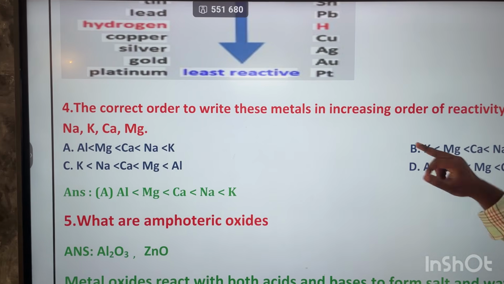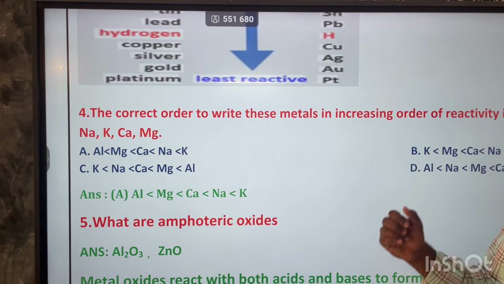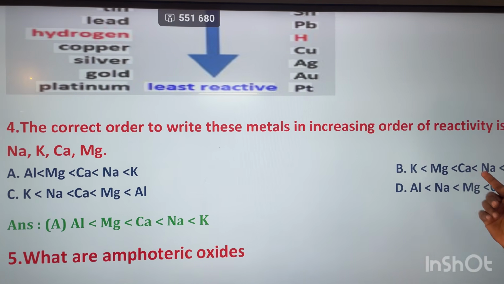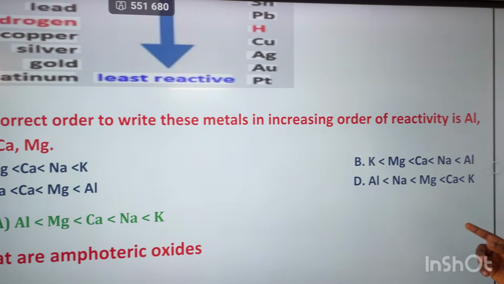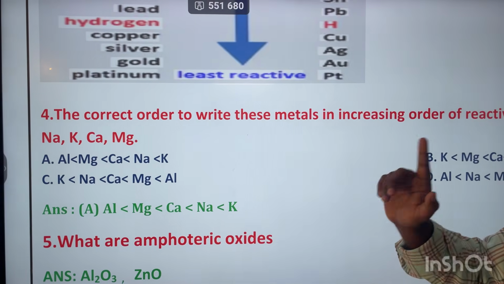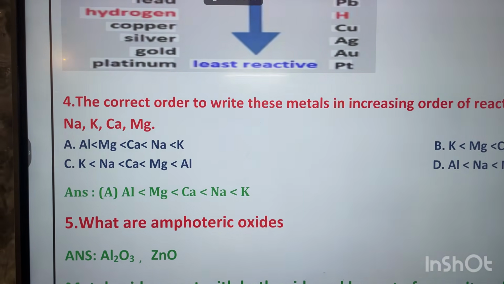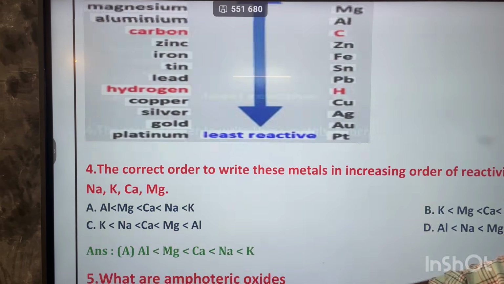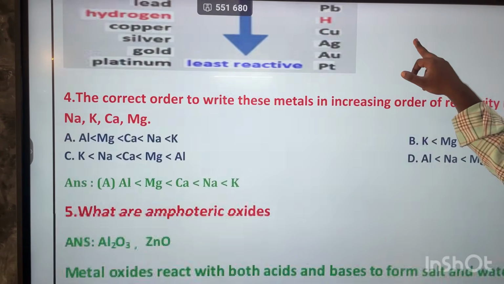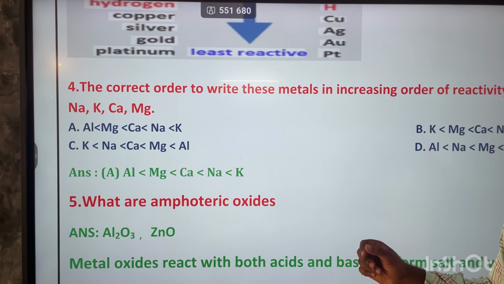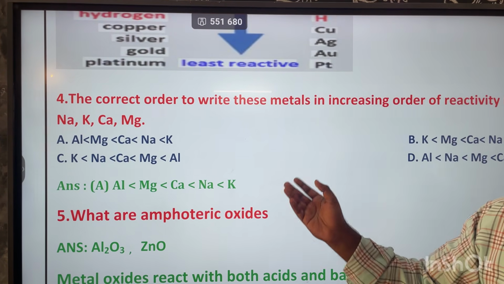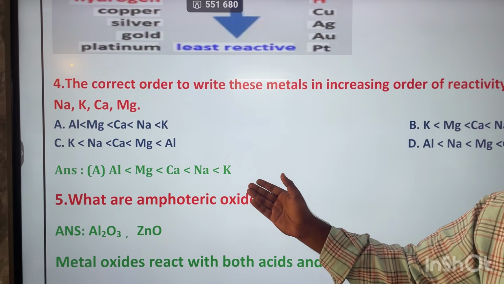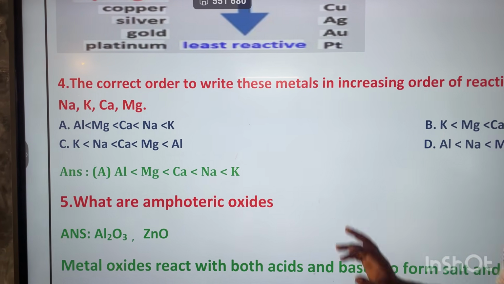Next question, also related. The correct order to write these metals in increasing order of reactivity: aluminum, sodium, potassium, calcium, magnesium. Observe this, we already observed this reactivity series. Potassium is the most reactive metal, sodium is more reactive than calcium, magnesium and aluminum. Observing this, the correct answer follows.